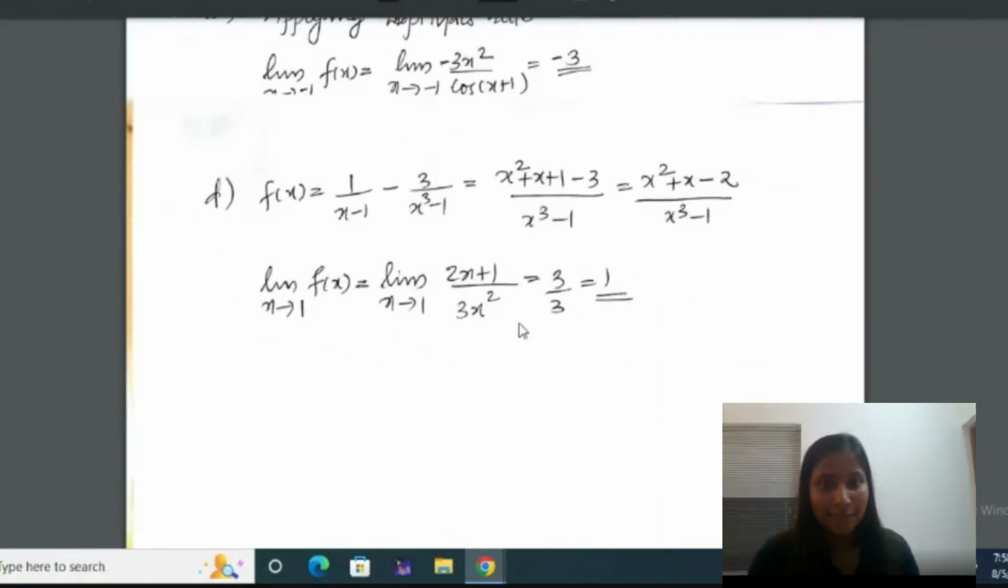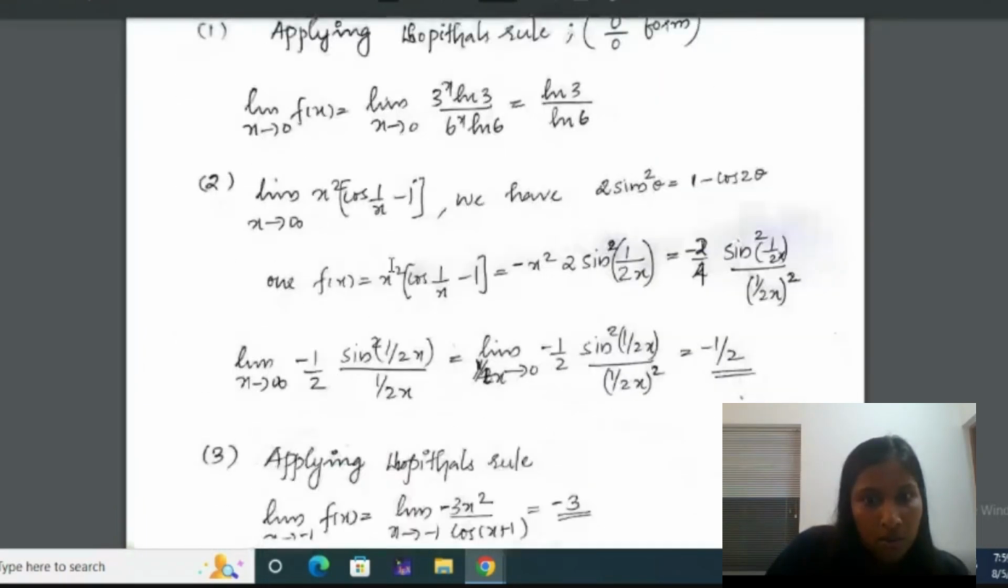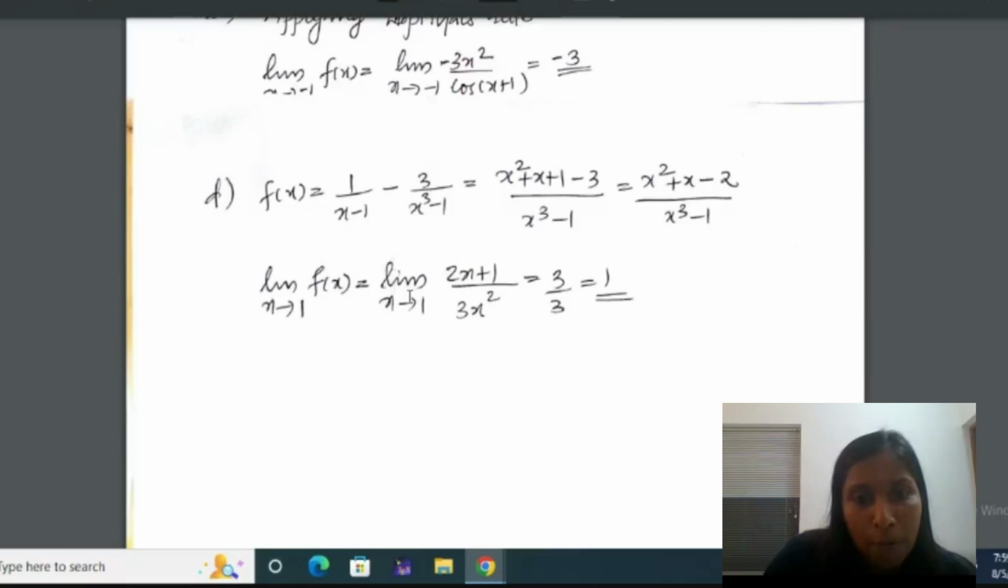Let us check whether there is any calculation mistake. f of x equal to 1 by x minus 1 minus 1 by x cube minus 1. I'm just taking the LCM and multiplying numerator and denominator with this. So our final function will be (x square plus x minus 2) by (x cube minus 1). Then applying the limit, x tends to, was it minus 1? Limit x tends to 1 of f of x.